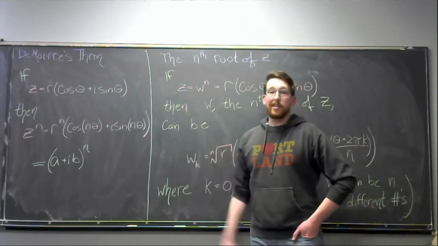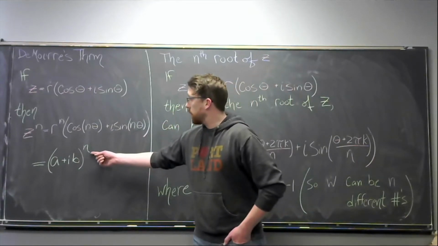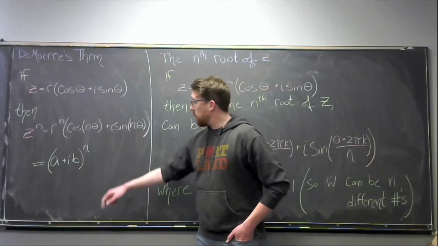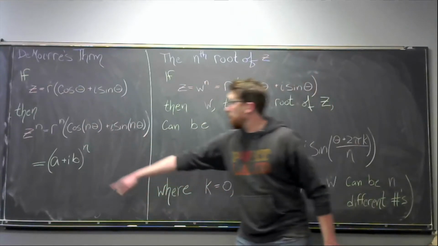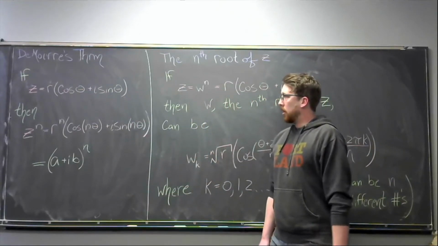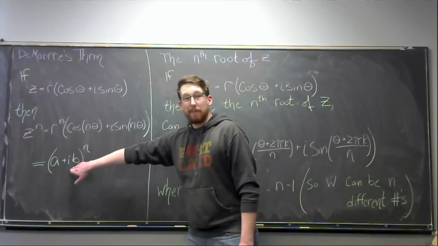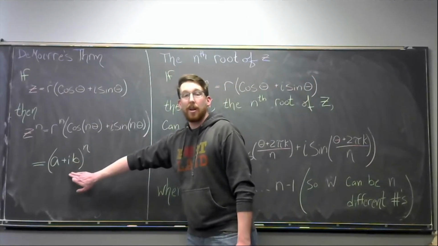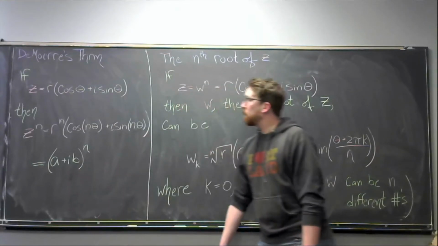So let's say we've got z, and I want to raise it to a power. Let's say n. Well, let's say for right now, I gave you a complex number, a plus ib, and told you I want the 20th power of it. Without De Moivre's theorem, we have to multiply this by itself 20 times. That's going to suck. You're going to be there forever, right?